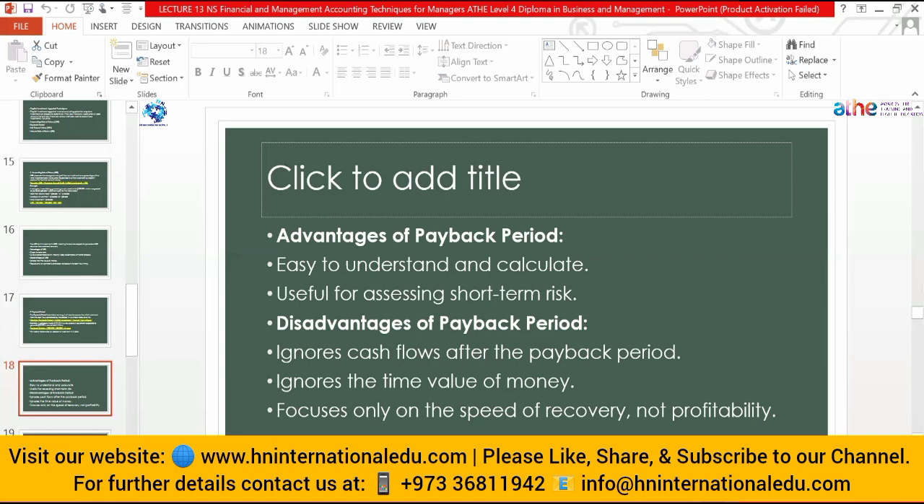However, it ignores cash flows after the payback period. That is, once you recover the initial investment, you're not going to consider the amount which is coming into the project, into the business then, because our main purpose in payback is recovering the initial investment or the cost. It ignores the time value of money and focuses only on the speed of recovery, not profitability, because the initial investment is our main goal. We're not going to see what profit is coming out of it. We only have to recover our investment. Afterwards, you enjoy the profit, but it does not come under the payback period.